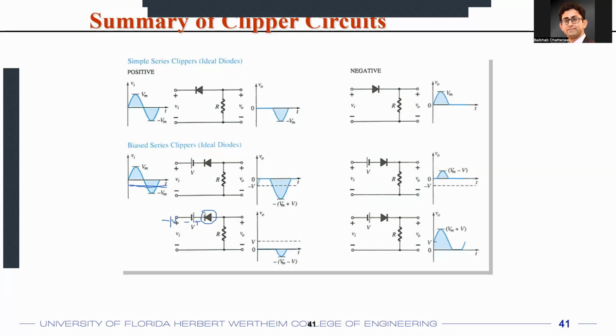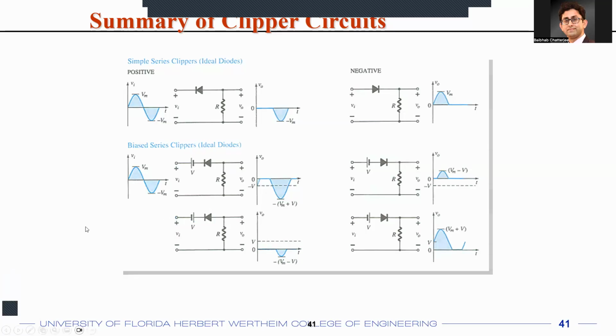So you can analyze whether the diode becomes forward biased or reverse biased depending on the scenarios that you see here. And depending on that, you can figure out what would be your final output. Okay? That's how clipper circuits work.